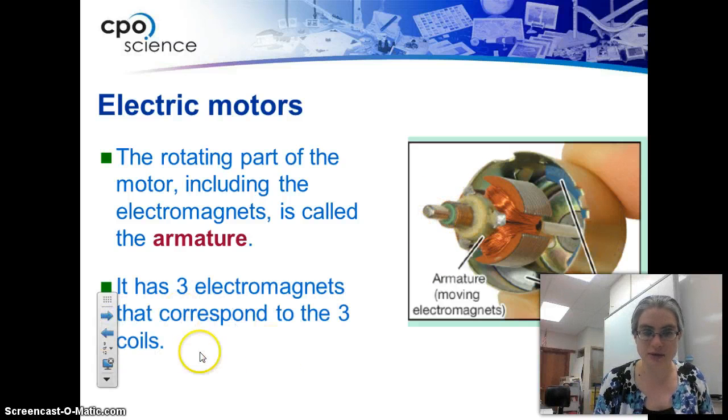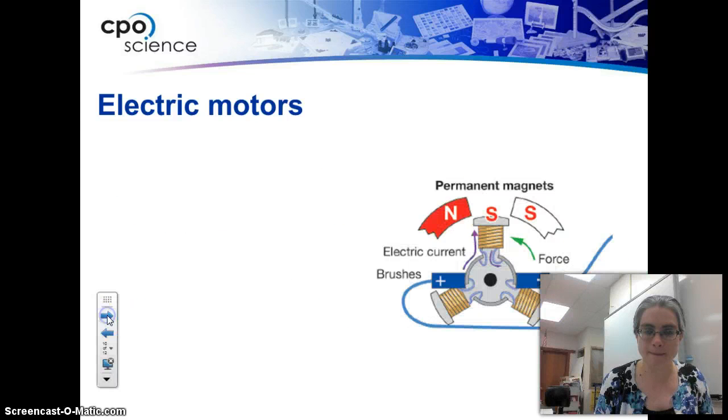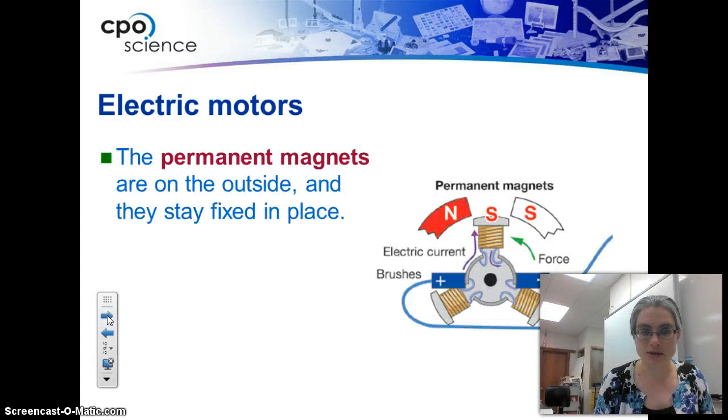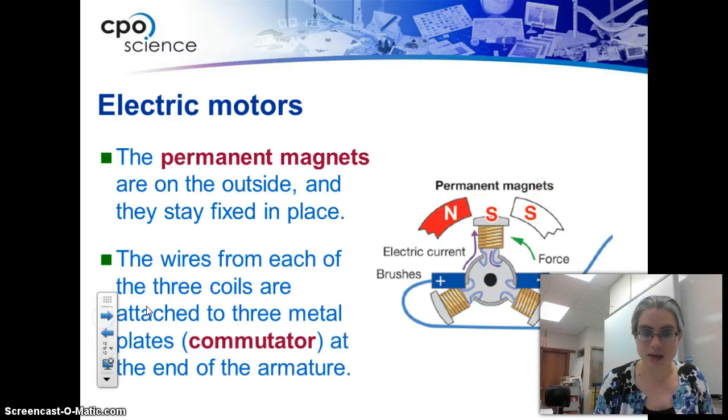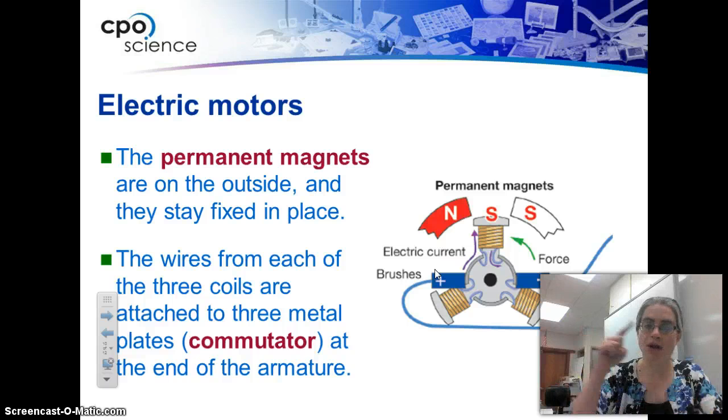There's 3 electromagnets that correspond to the 3 coils. You've got a coil here, you've got a coil here, and you've got a coil here off to the side. The permanent magnets are on the outside, and they stay in a fixed place. The wires from each of the 3 coils are attached to 3 metal plates, a commutator at the end of the armature. So you've got the brushes here, which allow the electrical signal to keep in contact. So in other words, you're not getting a twine of wires. You've constantly got electrical current because the brushes can move.